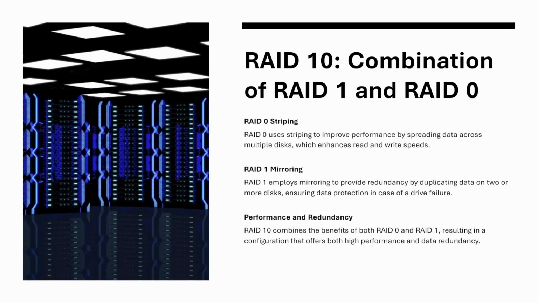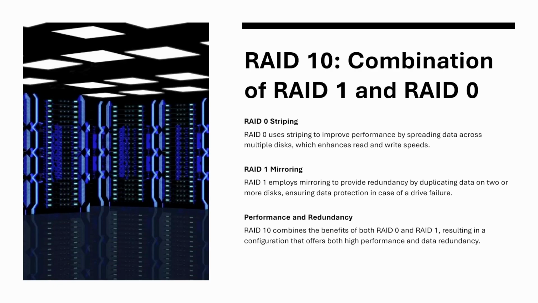Next RAID level we're talking about, 10, a combination of RAID 1 and 0. RAID 0 uses striping to improve performance by spreading data across multiple disks, which enhances read and write speeds. RAID 1 employs mirroring to provide redundancy by duplicating data on two or more disks, ensuring data protection in case of a drive failure.